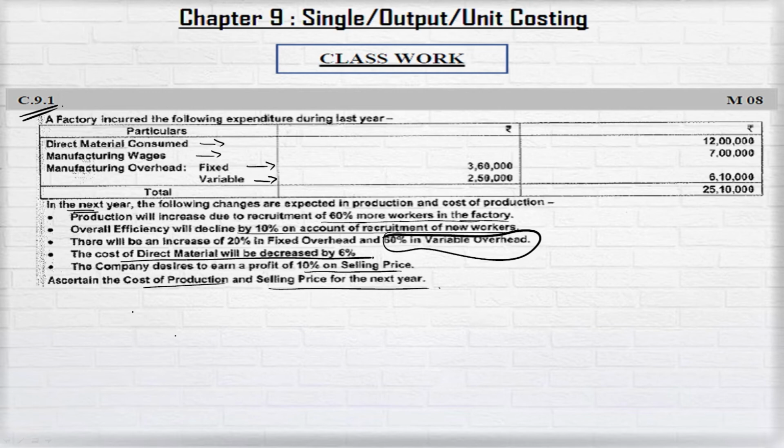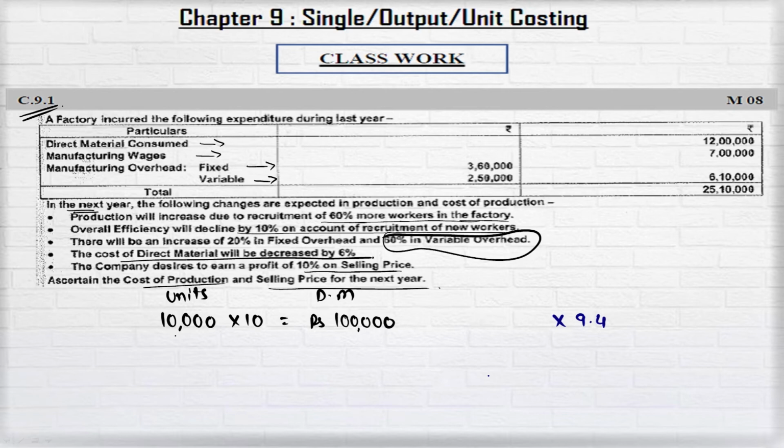So if per unit, try to understand. If 10,000 units were manufactured at the rate of rupees 10, what would be direct material cost? Rupees 1 lakh. Now the cost has decreased by 6%. So what is my new cost of raw material? 10 minus 6%. 9.4.